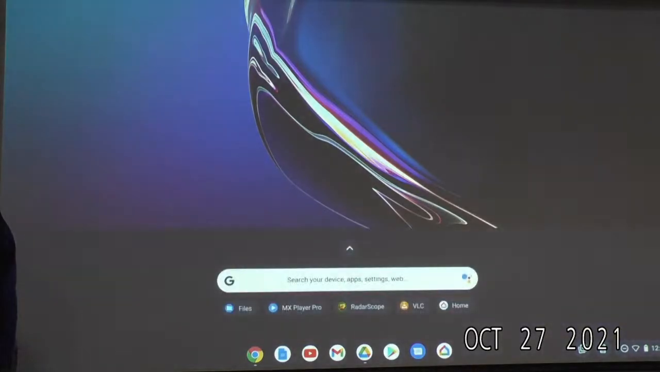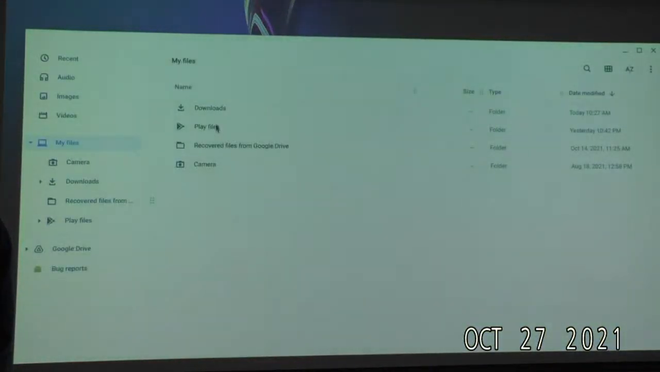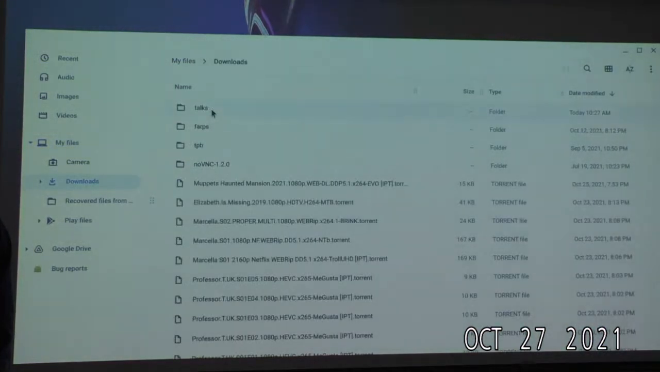Oh, come on, don't be a ding dong. Oh, downloads. Okay.